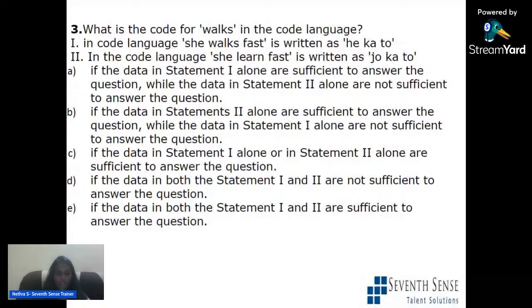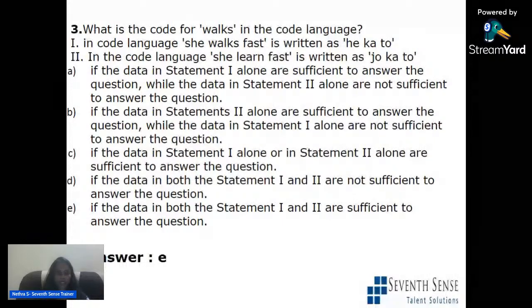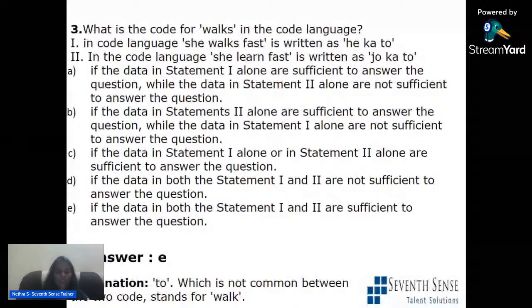So the correct answer is option E. That is, if the data in both statement 1 and 2 are sufficient to answer the question. Here is the explanation. 2, which is not common between the two codes, stands for walk. I hope everyone understood this. So we'll move on to the next question.